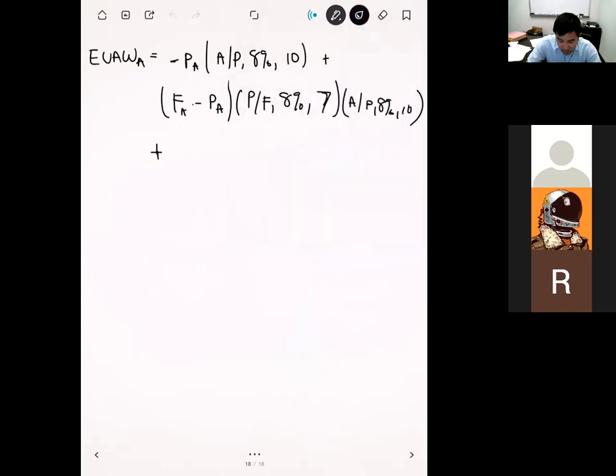All right. The last cash flow that we have is the future sum in year 3, and that's going to be F3A. This is the salvage value after 3 years of use, but it is going to be at year 10. Since this is already at the very end of our cash flow diagram, we can just convert this straight up to a uniform series. So this is going to be A over F, 8% and 10.